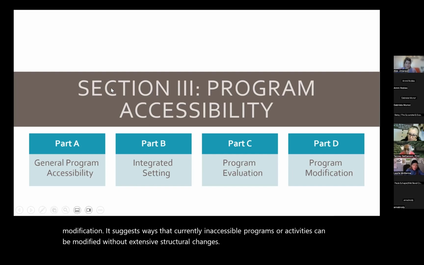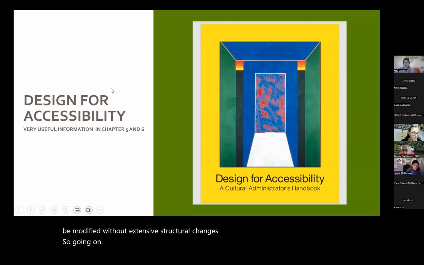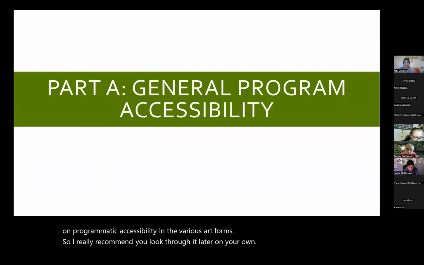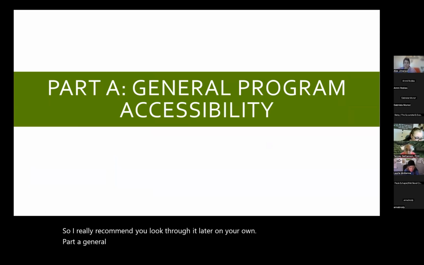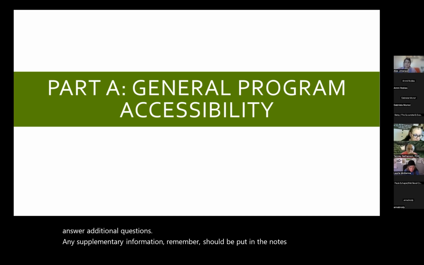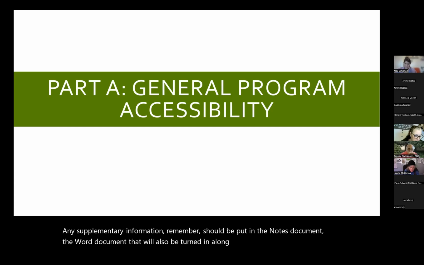So, going on. The Design for Accessibility document is a great resource, chapters 5 and 6, on programmatic accessibility in the various art forms. So I really recommend you look through it later on your own. Part A, general program accessibility. Some notes for this: there are many parts of this that ask about program accessibility and for you to answer additional questions. Any supplementary information, remember, should be put in the notes document, the Word document, that will also be turned in along with this workbook PDF.